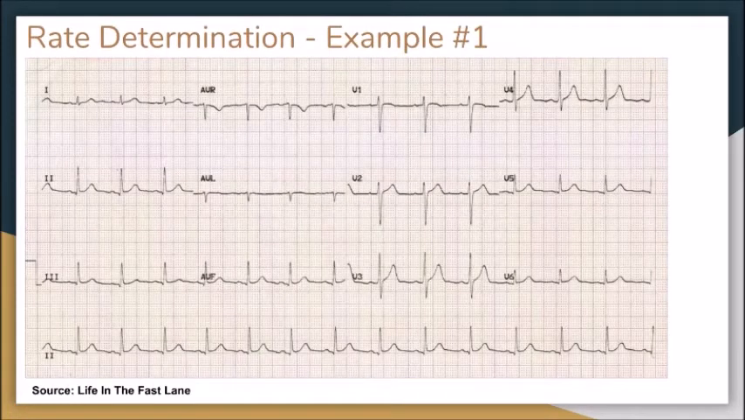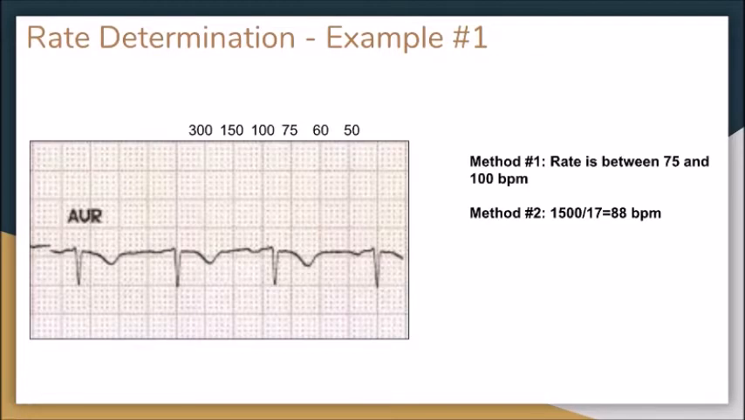So here we have our first example. If you want to pause it and work on it yourself, you totally can. Otherwise, I'm going to go and talk about how to do it. So I've zoomed in on one lead. You can choose any lead you want. Let's start with finding an R wave that's on one of the thick lines. So let's start with this R wave over here. We're going to annotate the following 6 of those numbers that we memorized: 300, 150, 100, 75, 60, and 50.